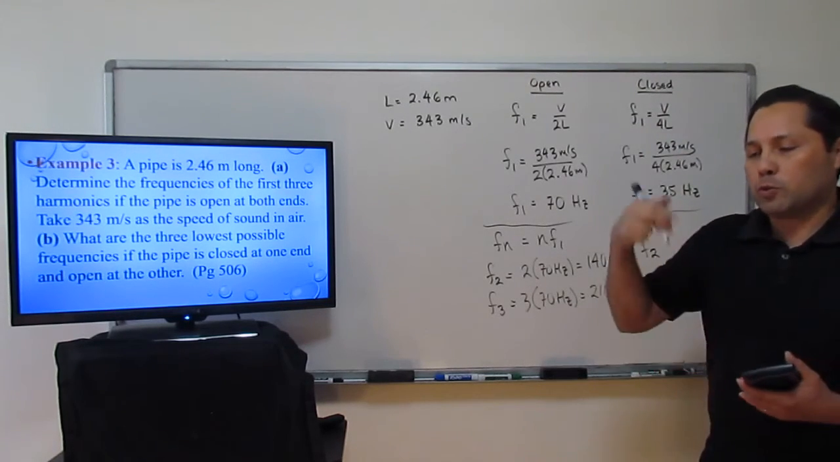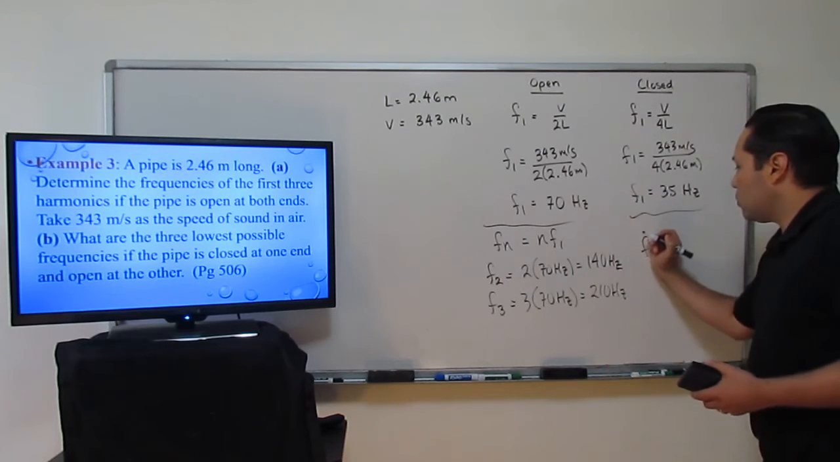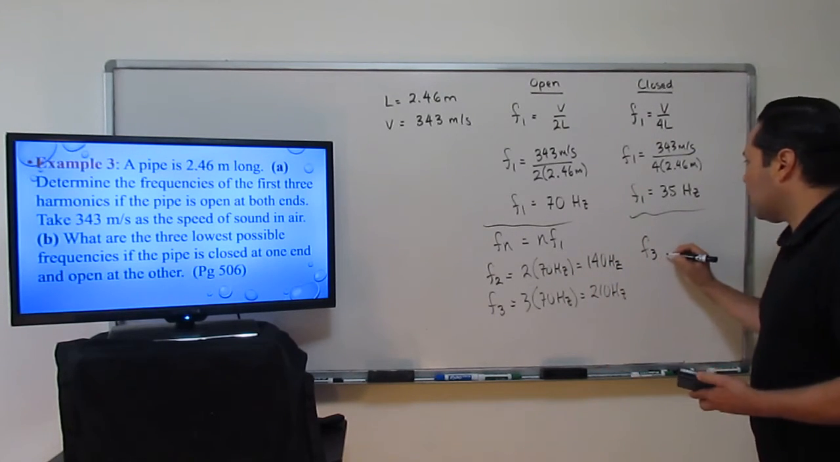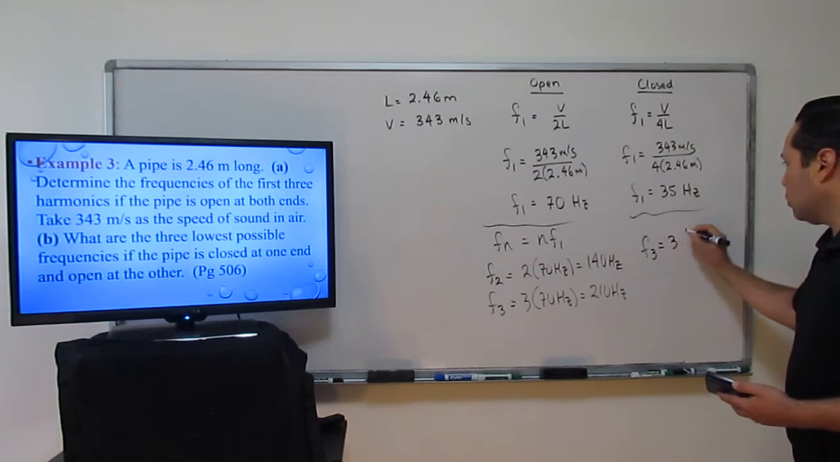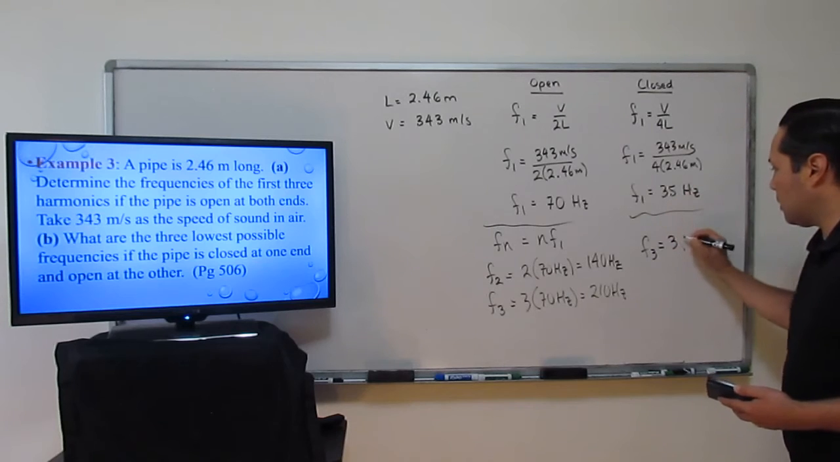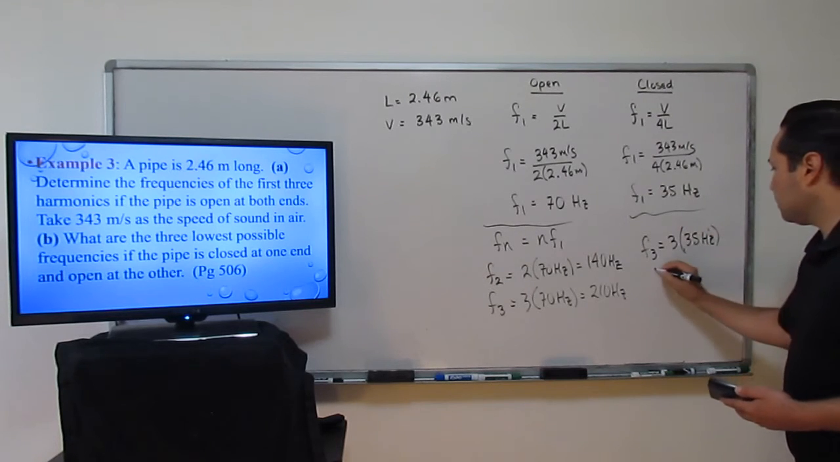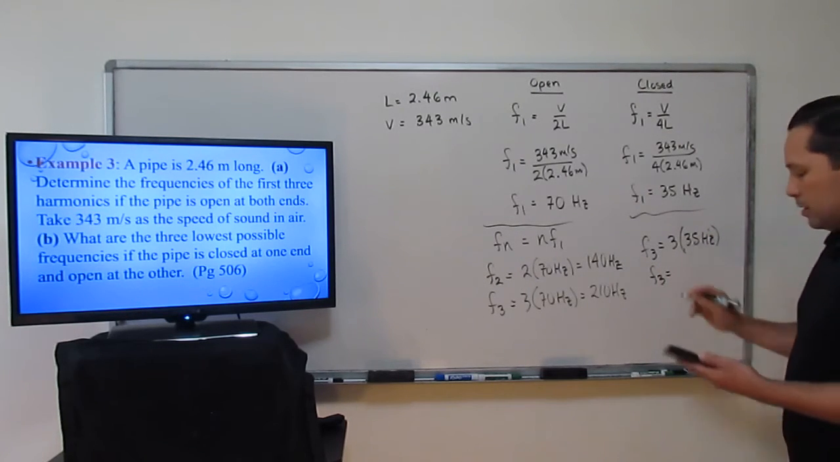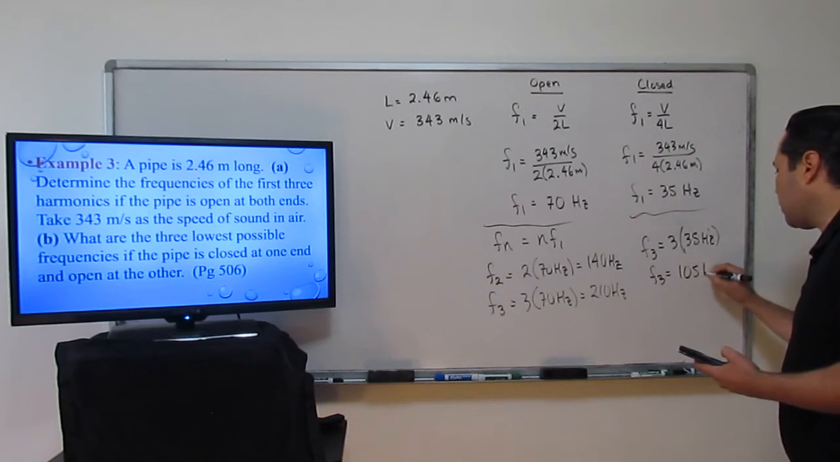So remember, it goes 1, 3, 5, 7, only odds. All right, so the next one will be actually F3. So that will be the same formula as before, though 3 multiplies the fundamental frequency, which is 35 hertz. So for F3, 3 times 35 gives me 105 hertz.